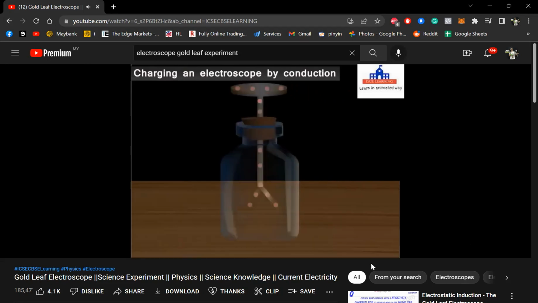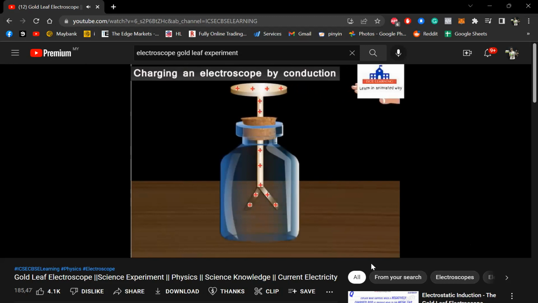As you touch the metal disc, the electrons from the earth travel through the body and pass from the hand to the metal disc and neutralize the positive charges. We can also say that earthing takes place as we touch the electroscope.